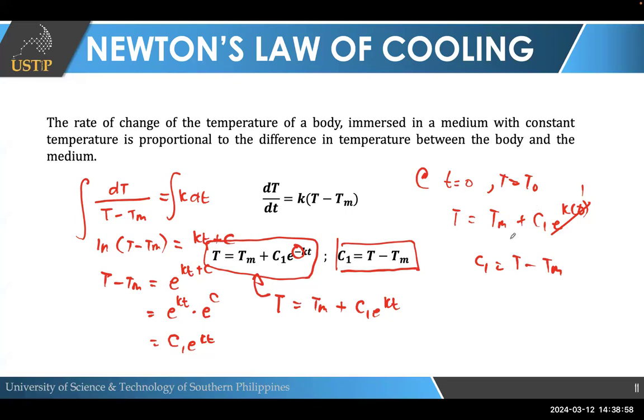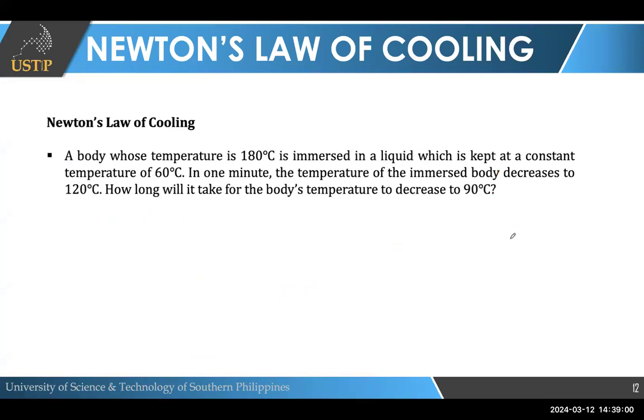Okay, let's have an example. Right, so a body's temperature is 180 degrees Celsius, is immersed in a liquid which is kept at a constant temperature at 60 degrees Celsius. So imagine, class, it's very hot outside, then you enter a room with air conditioning at 18 degrees Celsius for example. So over time, what will happen to the temperature of your body? It will cool down, no? In proportion to the difference between your body and the temperature of the room.